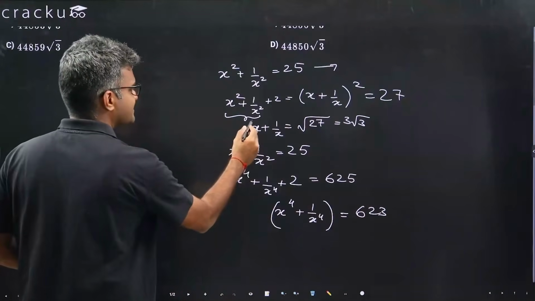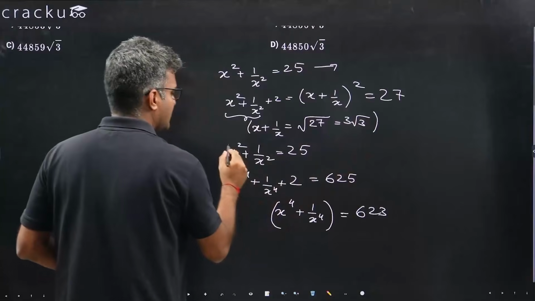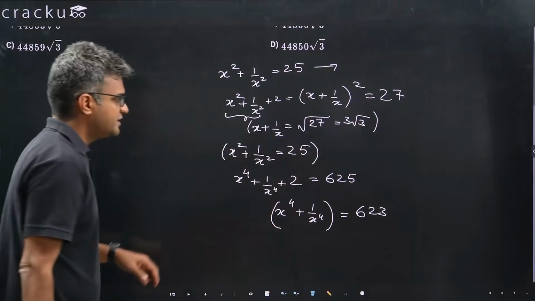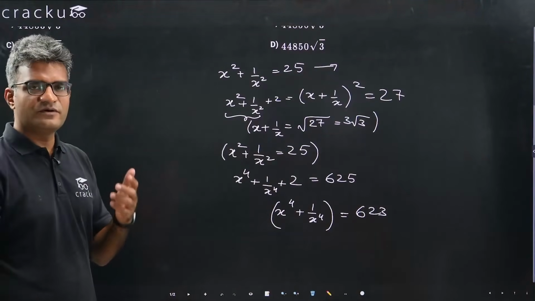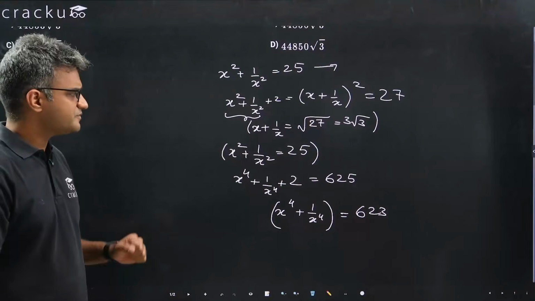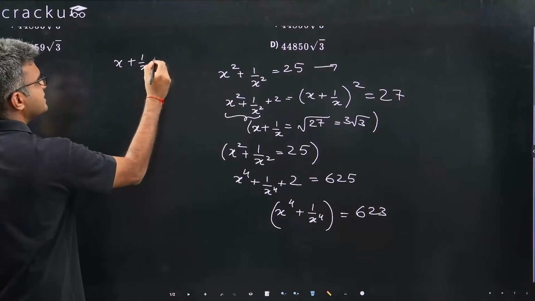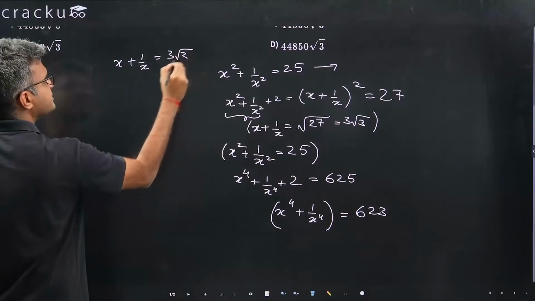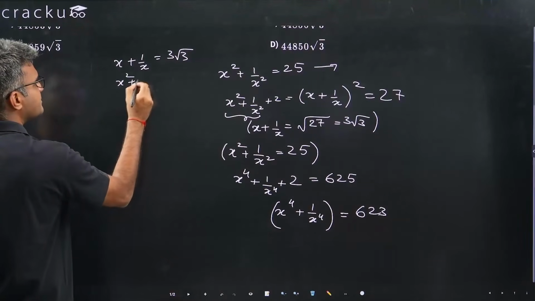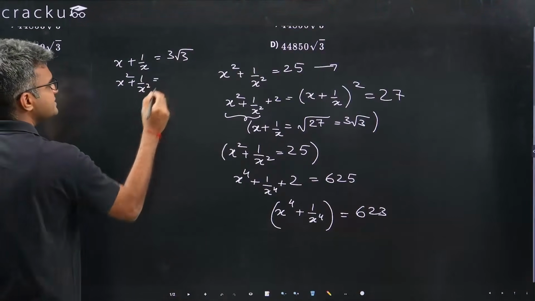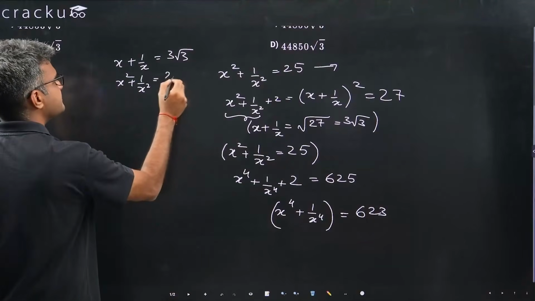Similarly, if you are looking at x plus 1 by x and x square plus 1 by x square, if we multiply both of them, we can calculate the value of x cube plus 1 by x cube. How can we do it? We know that x plus 1 by x is equal to 3 square root of 3. And x square plus 1 by x square we have calculated is equal to 25. This is given to us actually.